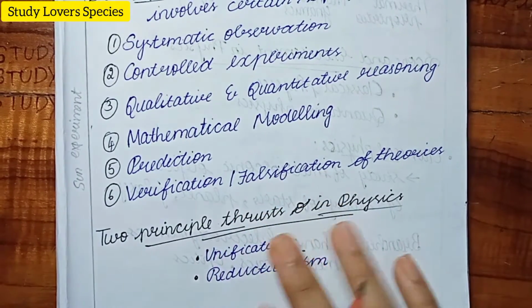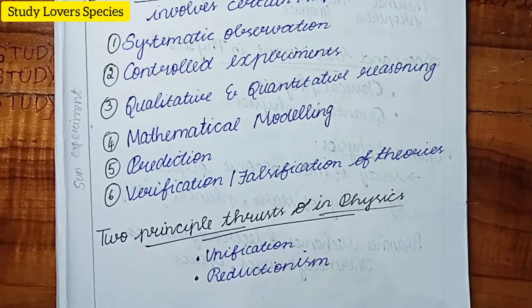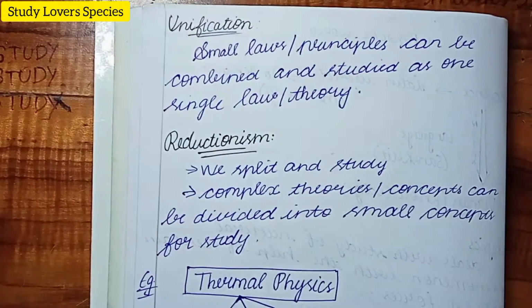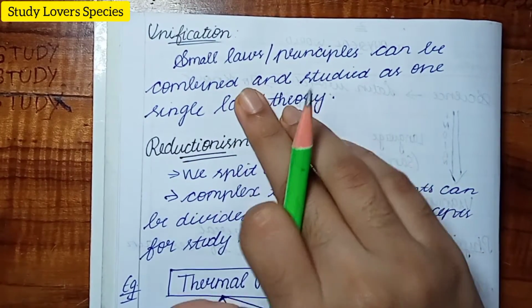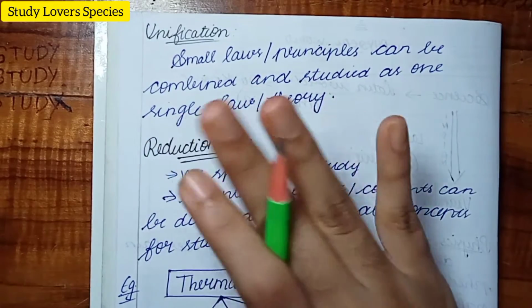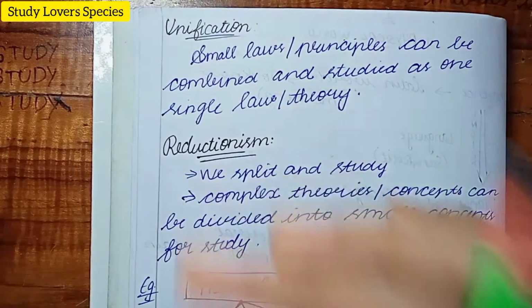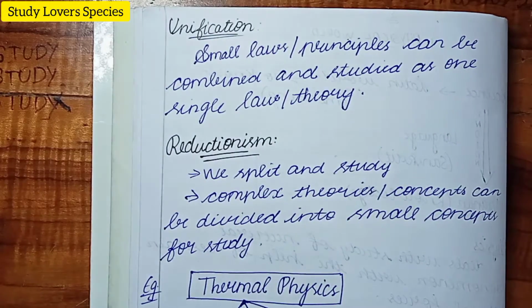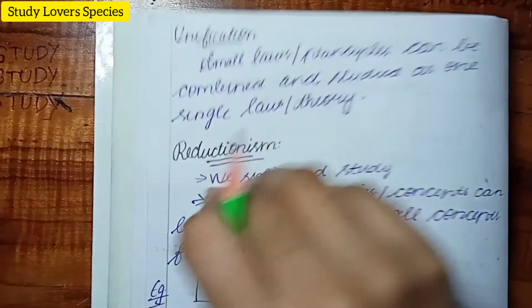Next guys, we have two principal thrusts of physics. They are unification and reductionism. Okay, now let's learn about these two. What is unification? Small laws or principles can be combined and studied as one single law or theory. Small laws will be combined and studied. Small things will be grouped and studied. This is called unification.